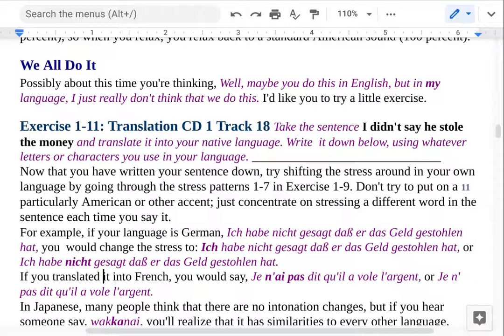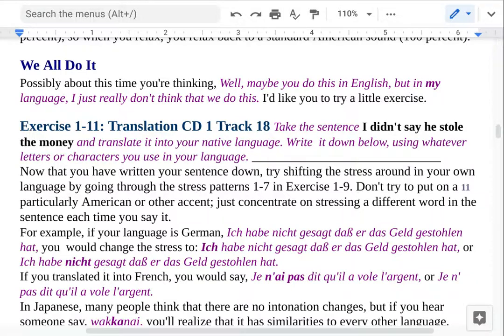Note, an excellent exercise is to practice speaking your native language with an American accent. If you can sound like an American speaking your native language, imagine how easy it would be to speak English with an American accent. Pause the CD and practice shifting the stressed words in your native language.